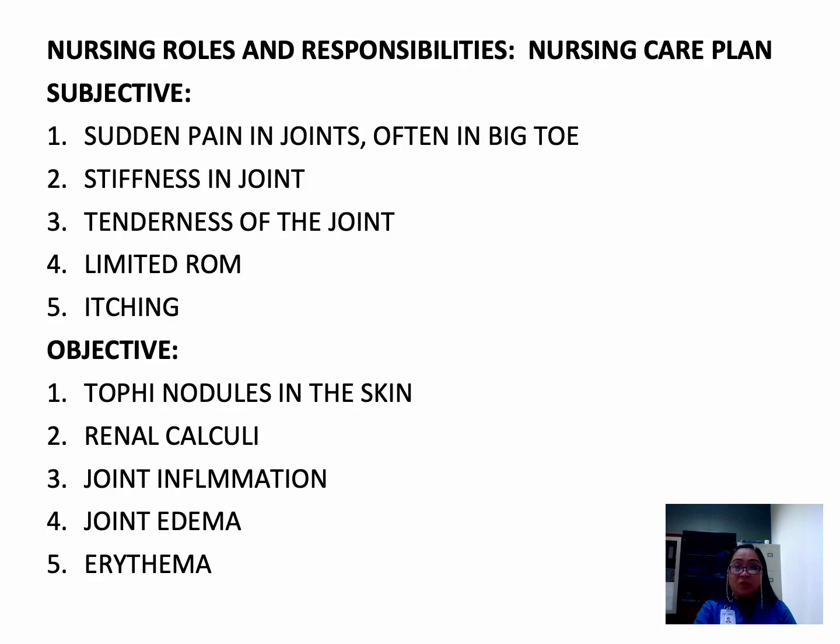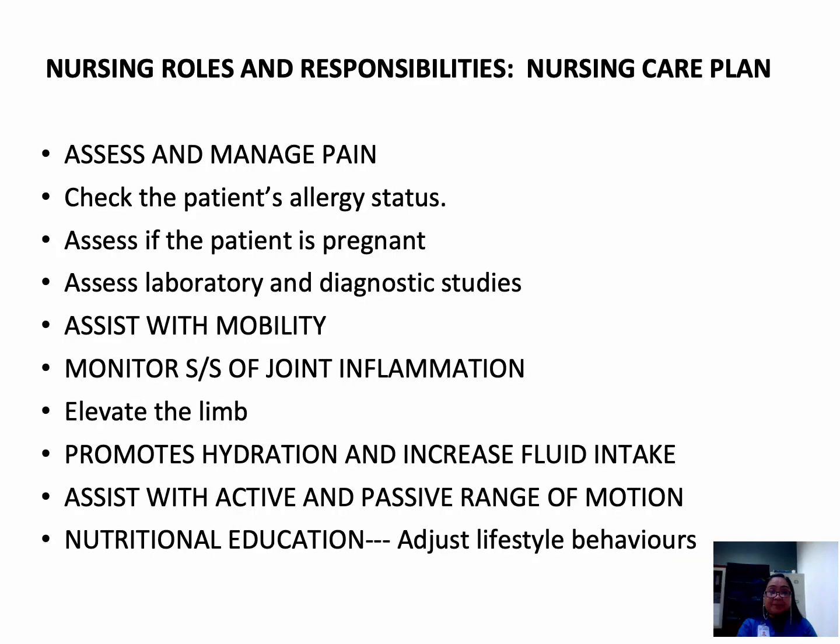So for the subjective cues, we have sudden pain in joints, often in the big toe, stiffness in the joint, tenderness of the joint, limited ROM, and itching. And for the objective, we have tophi nodules on the skin, renal calculi, joint inflammation, joint edema, and erythema. With all of these signs and symptoms, we will be able to make our nursing care plan for our patients.